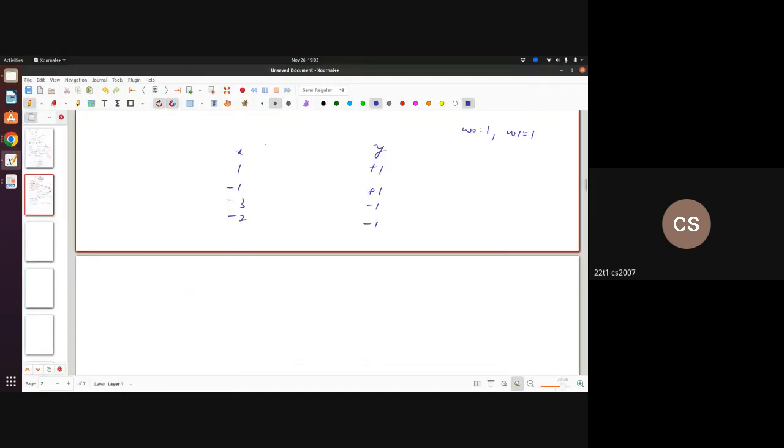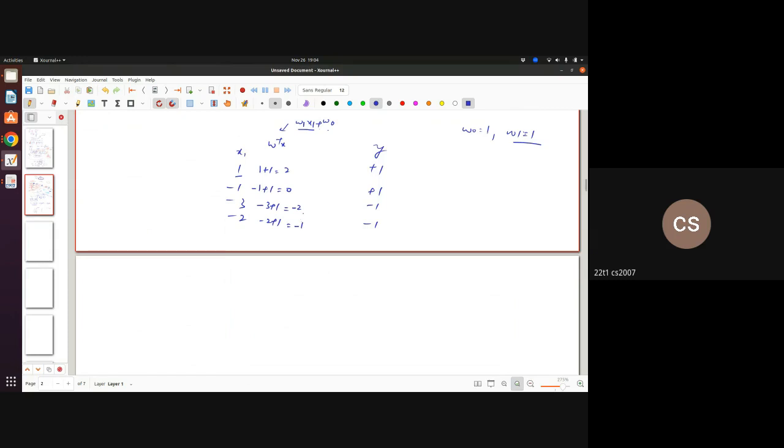So if you have to compute W transpose X, what is W transpose X? W1 x1 plus W0, right? Here this is x1. So you multiply, W1 is 1. You multiply this with 1, add 1. Multiply this with 1, add 1. Minus 1 plus 1. Minus 3 plus 1. Minus 2 plus 1, right? And that is 2, 0, minus 2, minus 1, right?